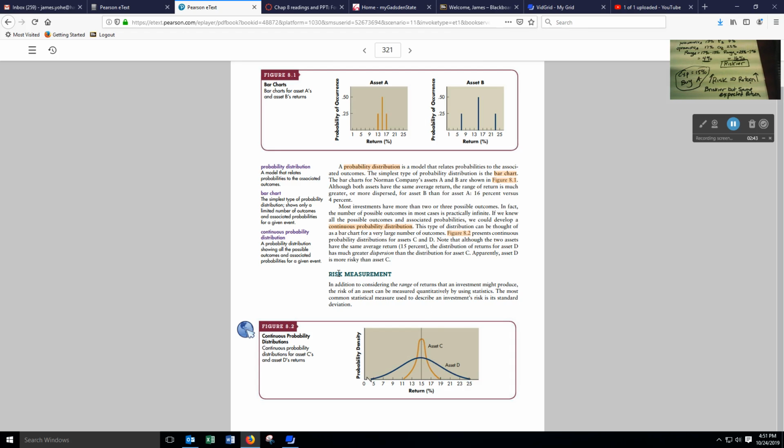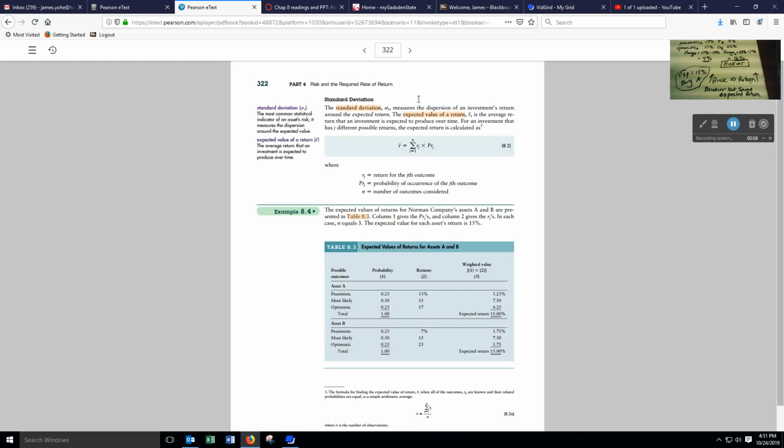A continuous probability distribution is a probability distribution showing all the possible outcomes and associated probabilities for a given event. Now, we can calculate a standard deviation from that continuous probability distribution and from the discrete.